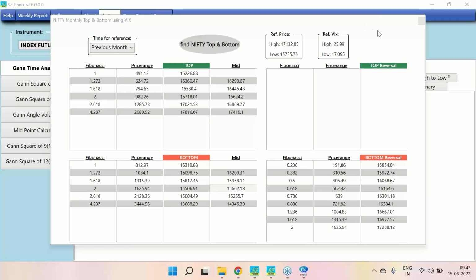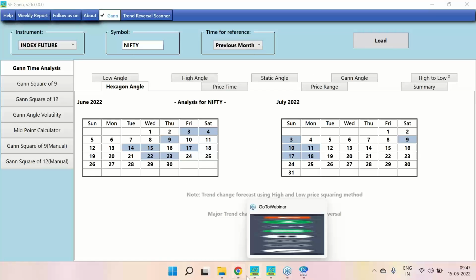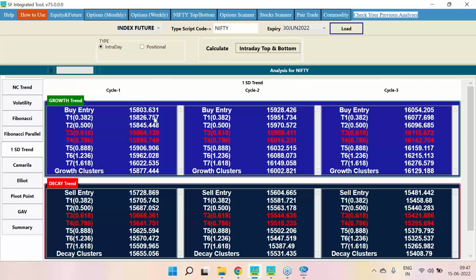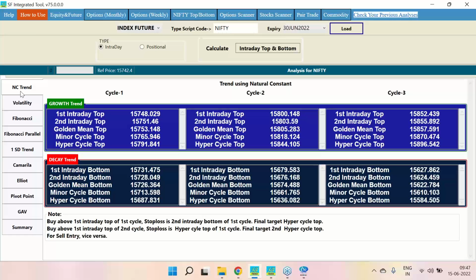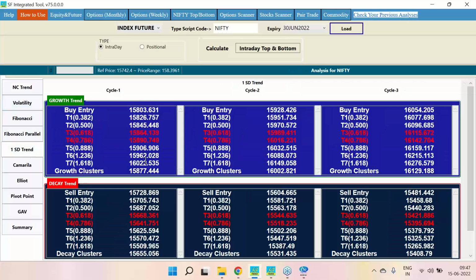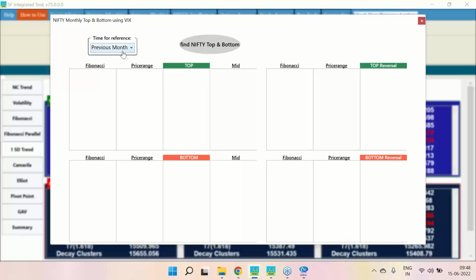If it is an intraday position, it is straightforward, nothing is there. You just generate the one standard deviation levels or natural constant levels, buy into that counter with a specific hedge, keep a stop loss, and go on. When you are going for a monthly position, you will keep doing the adjustment till the situation is not favorable to you. For that, this monthly top and bottom is useful.